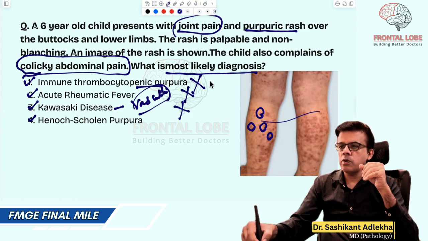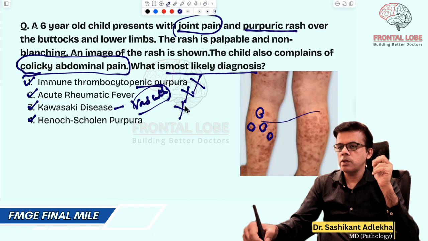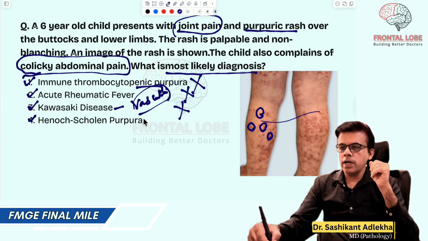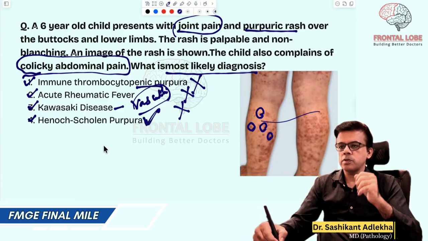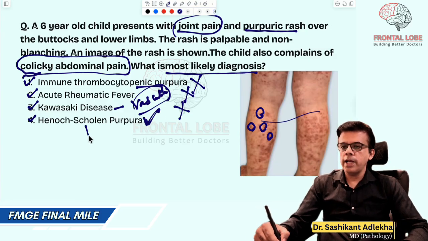Acute rheumatic fever is ruled out. Immune thrombocytopenic purpura is ruled out. Kawasaki disease is ruled out. Now let's talk about Henoch-Schonlein purpura. So this is the correct answer. Why is it the correct answer? Because HSP, what happens here?